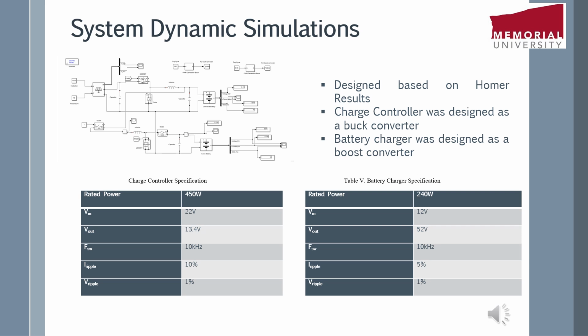And now the boost converter, which was our battery charger, had a rated power of 240 watts with an input voltage of 12 volts and an output voltage of 52 volts to charge the lithium ion battery. Now this diagram was taken from Simulink, where you can see that we have the PV panel with its solar irradiation and temperature, and then we have our buck converter that is taking the output of the PV panel and charging the lead acid battery. Now we have a switch that turns on. Whenever the switch is on, the lead acid battery charges the lithium ion battery.